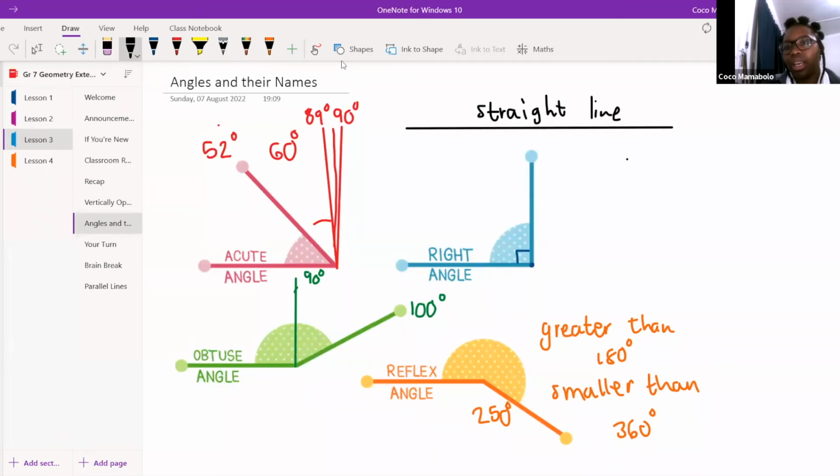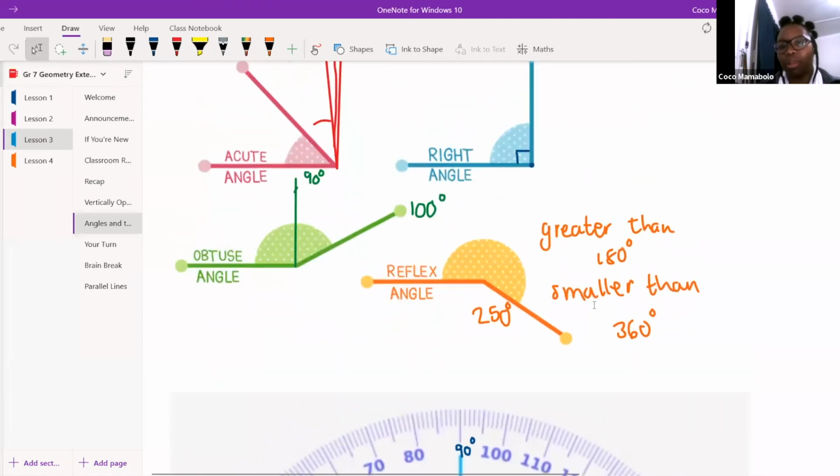Straight line, and it's equal to 180 degrees because it goes from 0 degrees to 180 degrees. That is called a straight line. That's it. Okay, and Aziza's already doing my job for me.